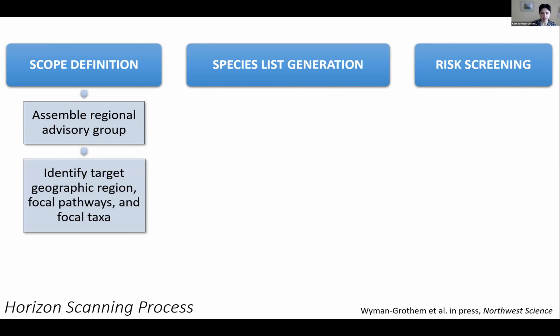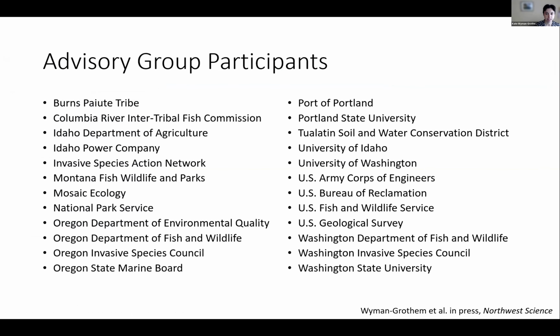For the Pacific Northwest Regional Horizon Scan, we reached out to a wide variety of partners and stakeholders who are familiar with the region and its invasive species. We sought input from this group via a survey and a pair of webinars on their priorities with respect to pathways, taxa, and the precise geographic bounds of the horizon scan. We had representatives from 24 different entities complete the survey, attend the webinars, or both. These advisory group participants were also invited to provide comments on a draft document defining the scope of the horizon scan based on the information gathered from the survey and webinars.